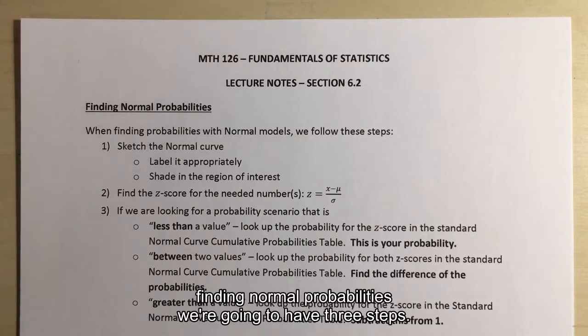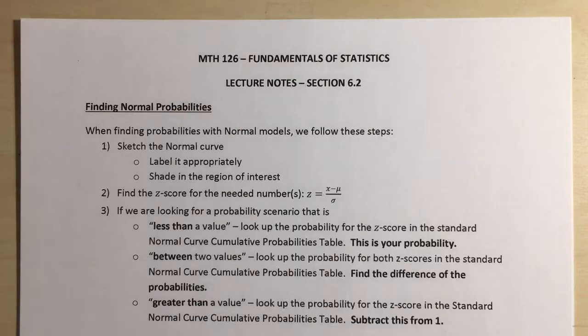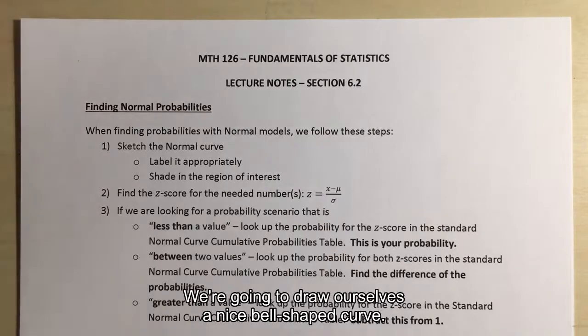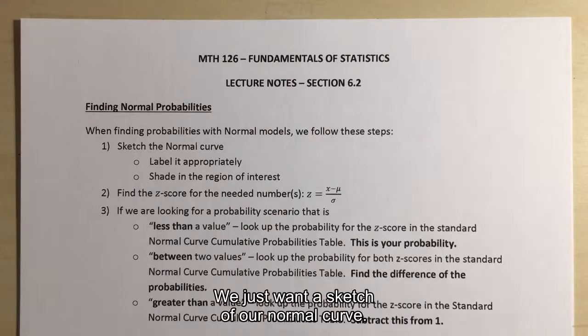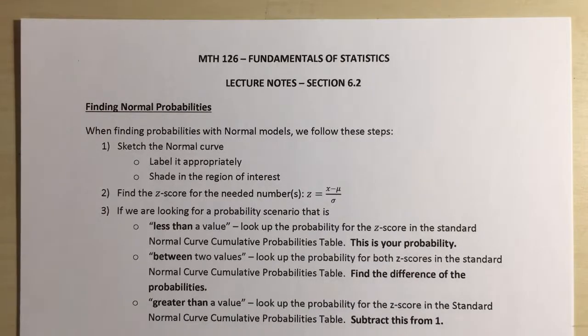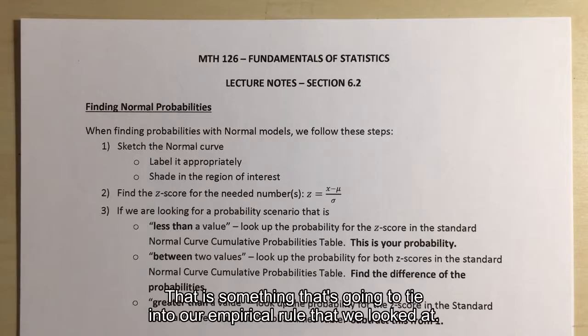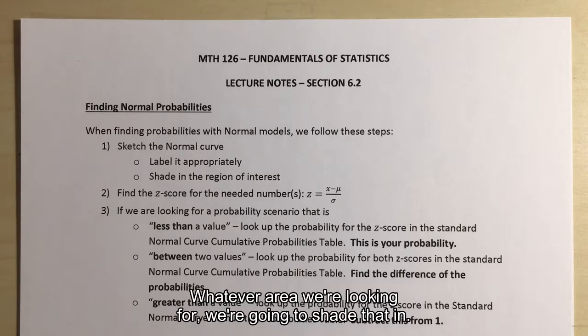When we're finding normal probabilities, we're going to have 3 steps. Our first step is to sketch the normal curve. So we're going to draw ourselves a nice bell-shaped curve. They don't have to be pretty or fancy pictures. We just want a sketch of our normal curve. Then we want to label it using our standard deviations, which ties into the empirical rule that we looked at. Then we're going to shade in our region of interest. Whatever area we're looking for, we're going to shade that in.